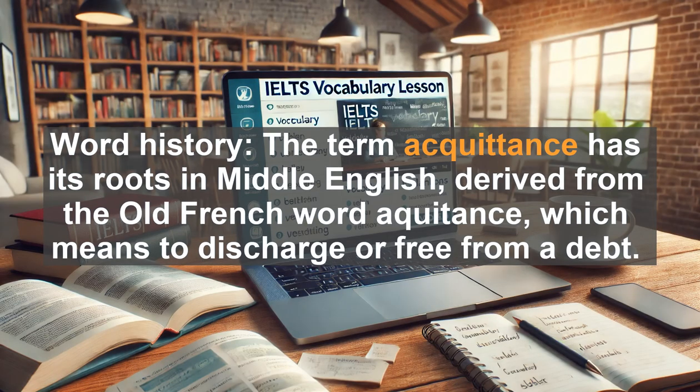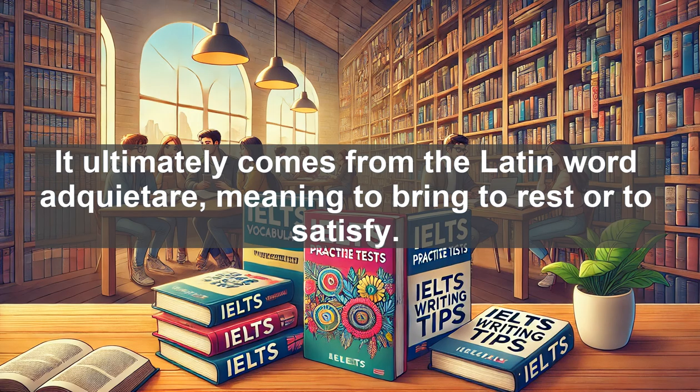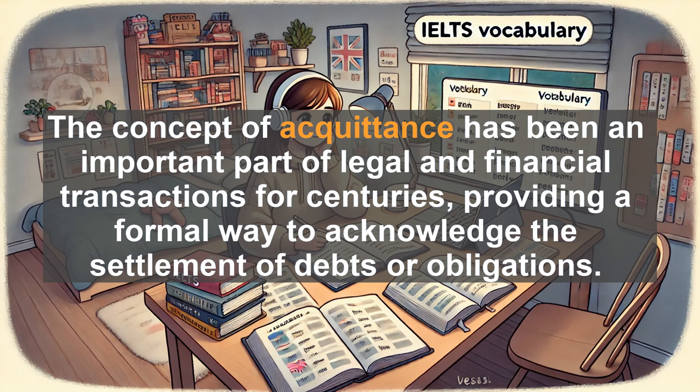Word history. The term acquittance has its roots in Middle English, derived from the Old French word acquittance, which means to discharge or free from a debt. It ultimately comes from the Latin word adquietare, meaning to bring to rest or to satisfy. The concept of acquittance has been an important part of legal and financial transactions for centuries, providing a formal way to acknowledge the settlement of debts or obligations.